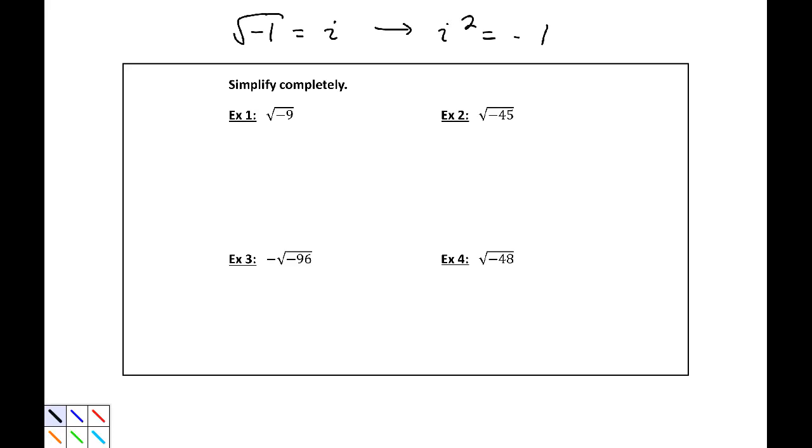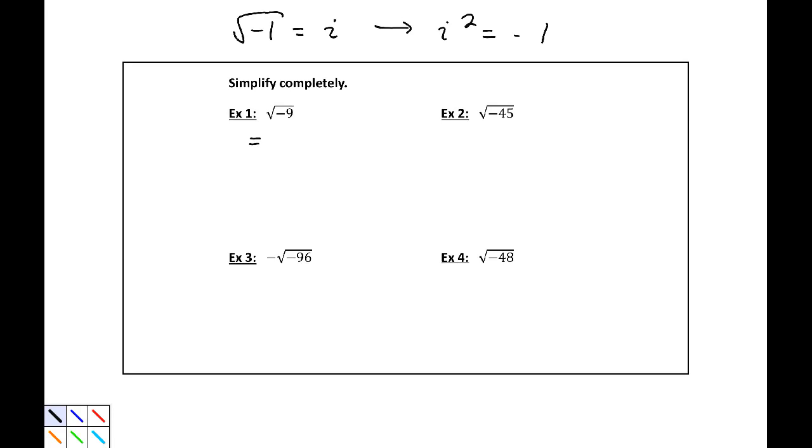We see in example 1 we have the square root of negative 9. What I want to do is write this as the square root of negative 1 times the square root of 9, in a way similar to what we saw with simplifying square roots. If we notice, the square root of 9 is 3, and the square root of negative 1 is i, so our answer is 3i.